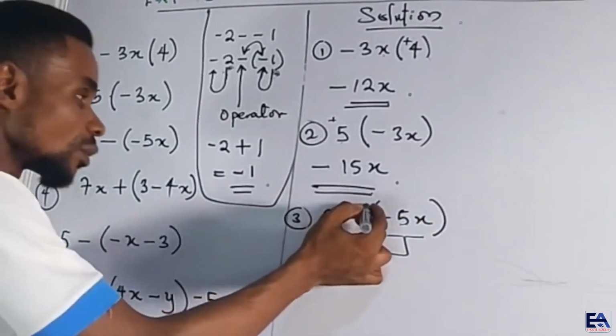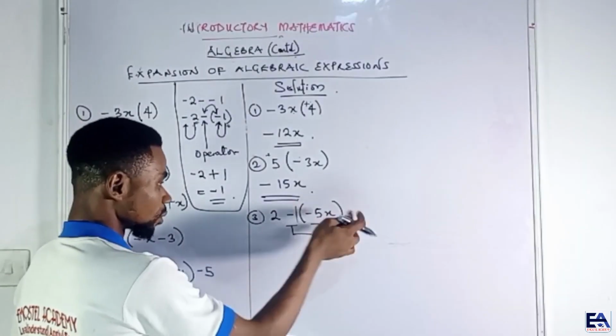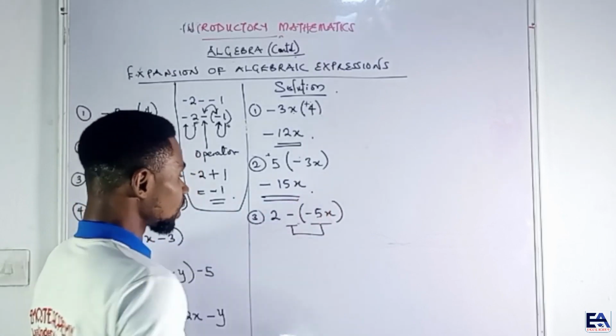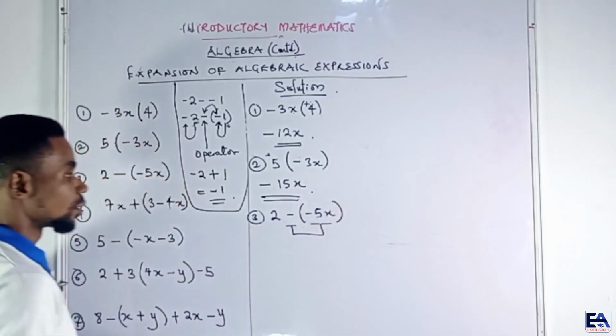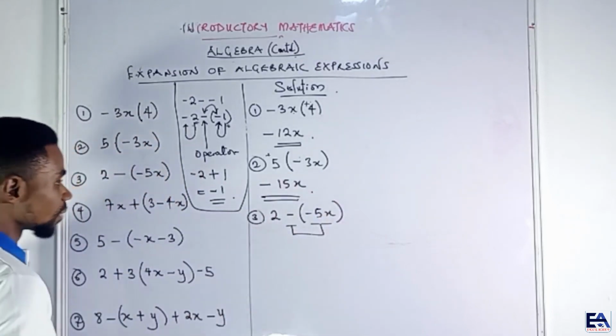So if you say 1 times minus 5x, still minus 5x. Do you understand it now? So minus 1 times whatever. So the 1 is just there invisibly, but you don't write it, okay? Because 1 multiplying anything is still that thing. And let's just leave it that way.